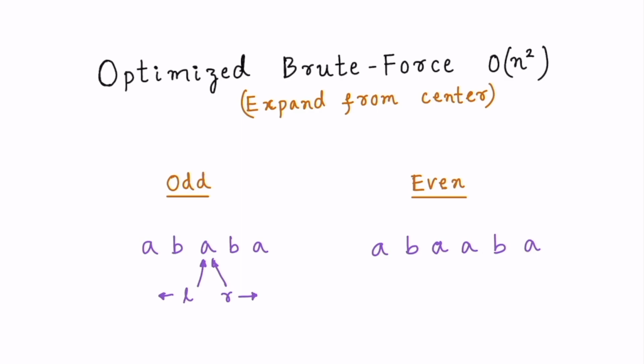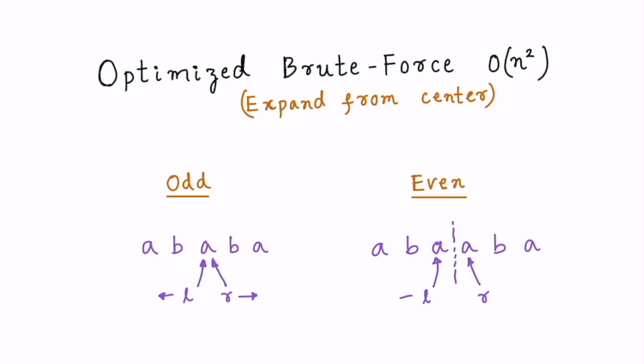We can do the same to check if a substring of even length is a palindrome or not. But the center for the even length substring cannot be one of the characters. It has to be the gap between the characters. For example, like this. So the left pointer points to the first character to the left of the divider, and the right pointer points to the first character to the right of the divider. And the rest of the method remains the same.